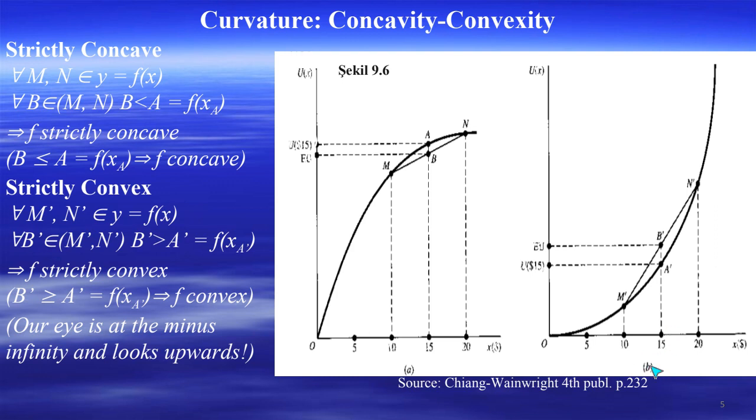And at figure B, the right side, when we put our eye at minus infinity and look upwards, we see the convex curve of the function. So this is concavity, this is convexity. In general terms, the most general definition of concavity and convexity, we'll explain here for univariate functions, but these definitions are valid for all dimensions. They are free from dimensions. Here we have x and y, a unidimensional function, but you can use these definitions for any function of any dimension. These definitions are so general.